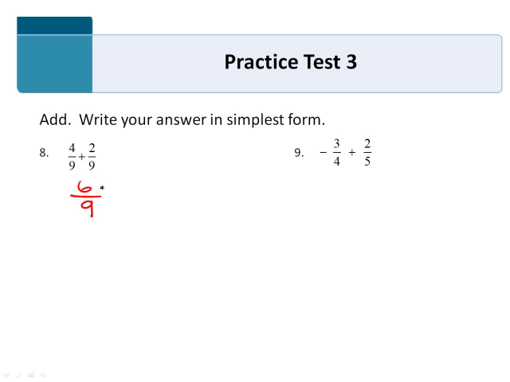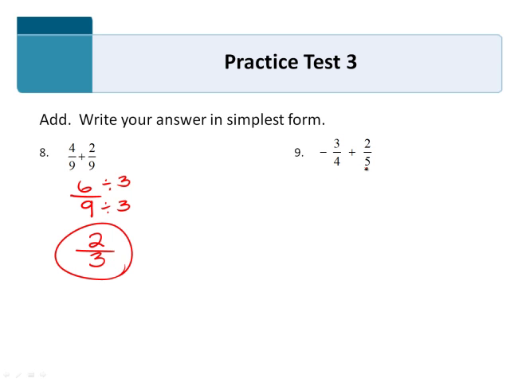But we can reduce that by 3. Can divide by 3. 6 divided by 3 is 2. And 9 divided by 3 is 3. So we just get 2/3. Number 9, we have -3/4 plus 2/5.